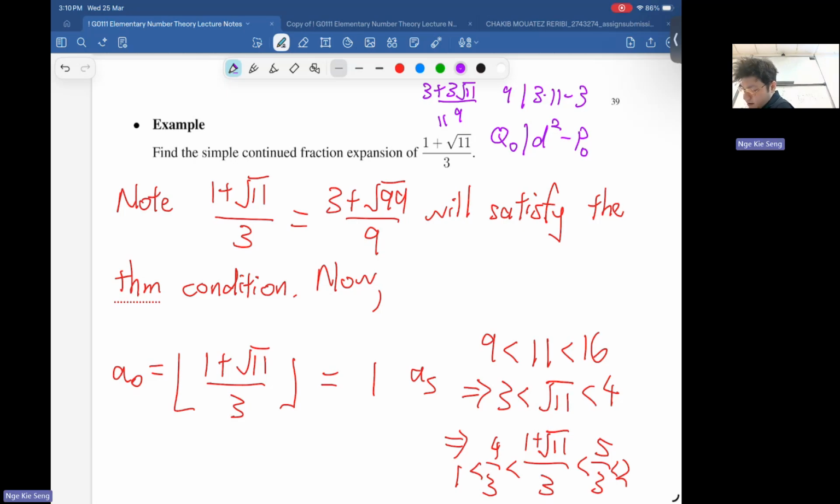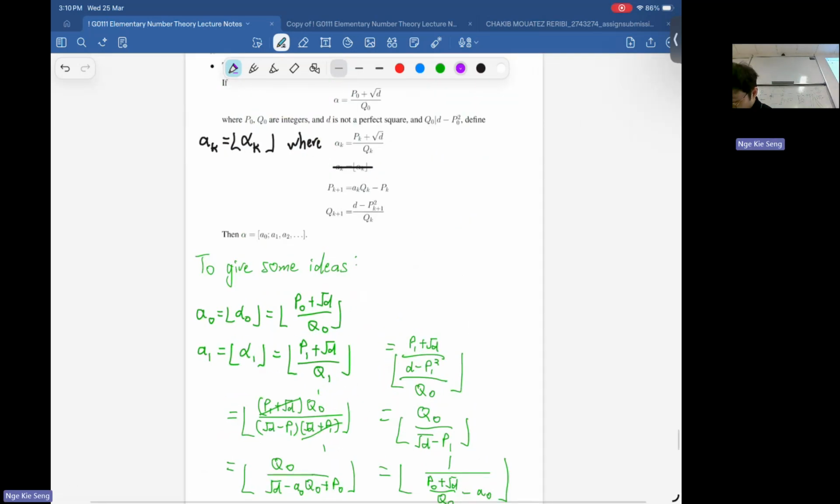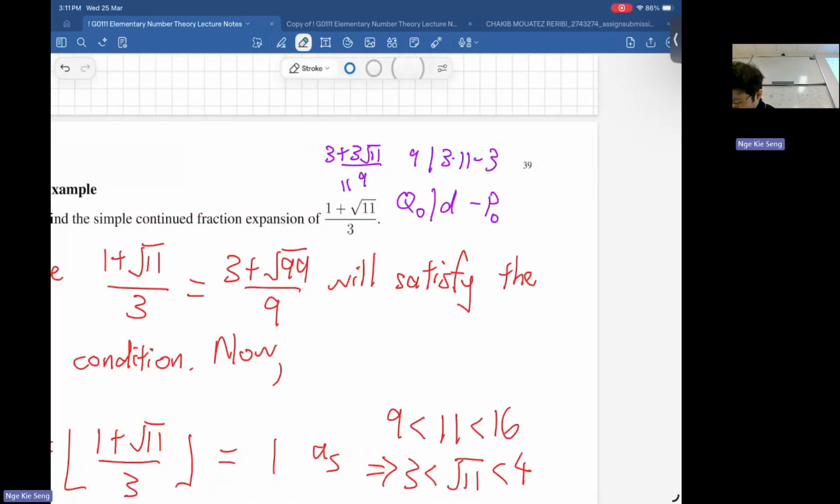Did I get the sign wrong? It should be D minus P squared. Okay, sorry about that. D minus P squared. So I put a square at the wrong place. So here it will become 99 minus 3 squared, which is 90.